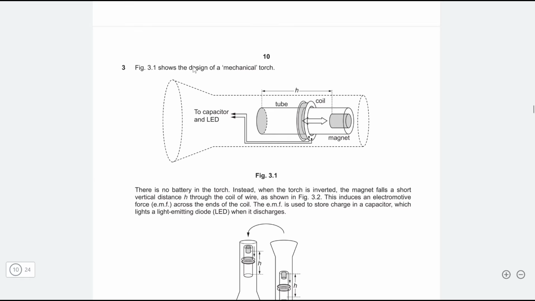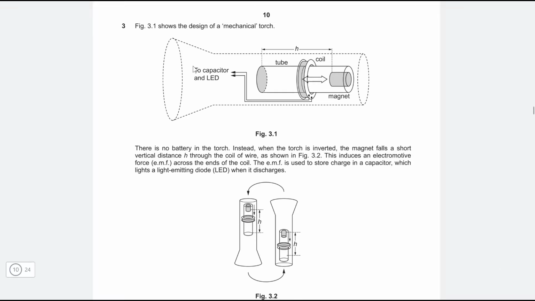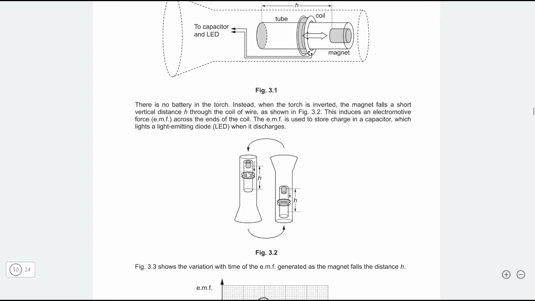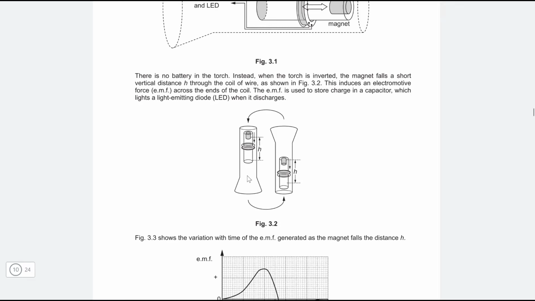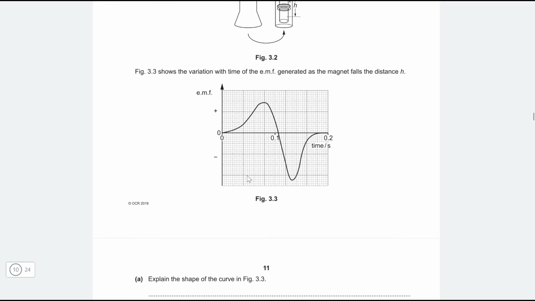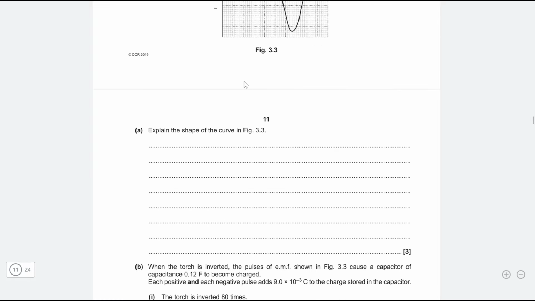Okay, question 3. We have figure 3.1 showing the design of a mechanical torch. It's a really interesting design. So we have this magnet, and anytime we invert the torch, the magnet is essentially going through this ring, and when that happens, there is a change in the magnetic flux linkage, which actually produces an EMF. And that's how the torch works. And we also have a little figure over here which shows the variation with time of the induced EMF as the magnet falls with a distance h. Explain the shape of the curve above.